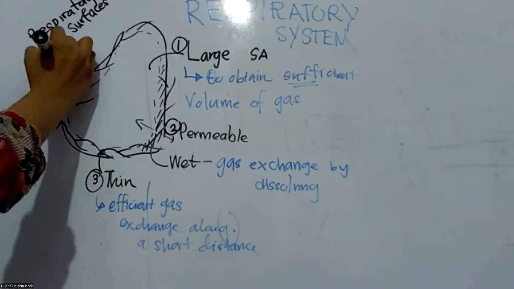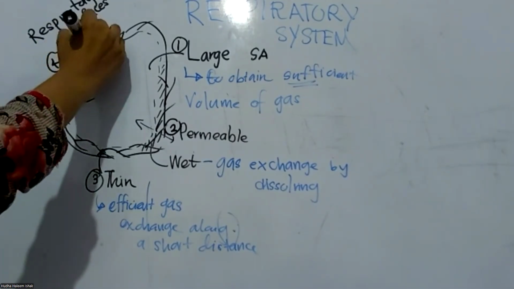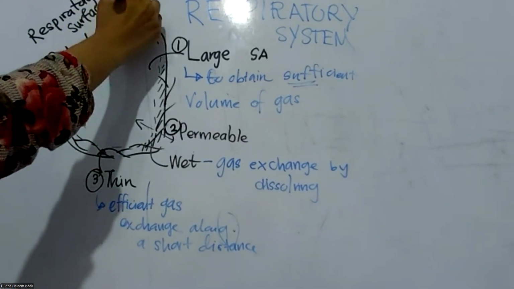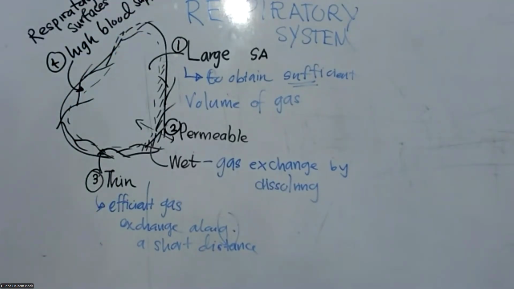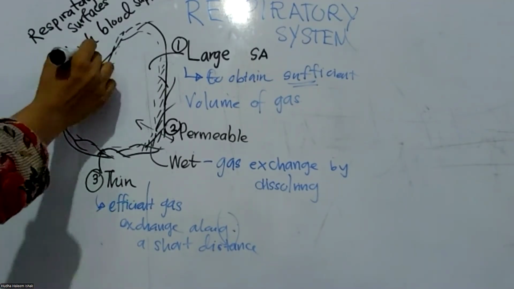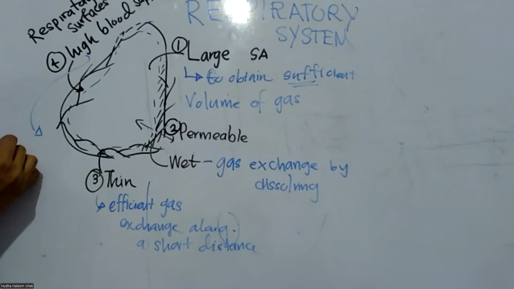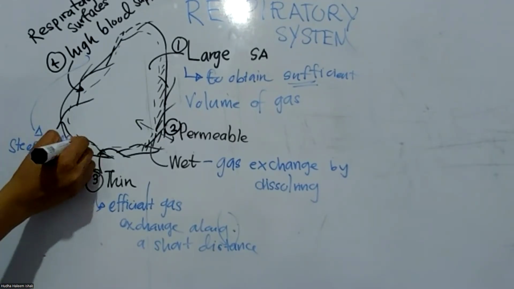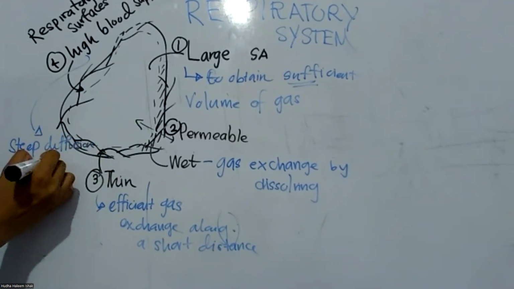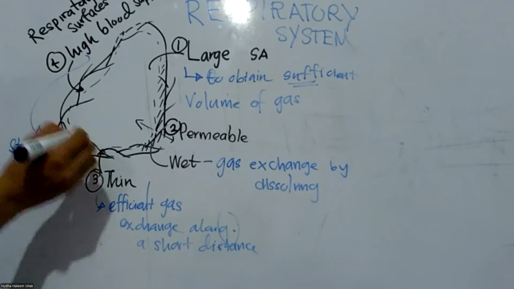Therefore, it should have what? The fourth main thing is high blood supply. It should have a high blood supply. Why is it supposed to have a high blood supply? To maintain a steep diffusion gradient. We'll be studying about this later in detail, okay? So we are having a high blood supply for what? For a steep diffusion gradient. To maintain a steep diffusion gradient, we are having a high blood supply.